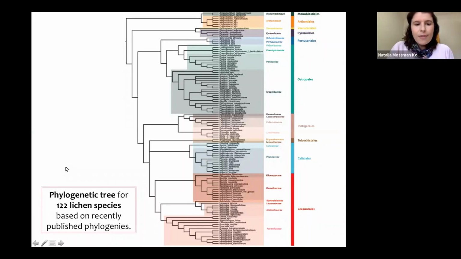So we also built a phylogenetic tree for the 122 lichen species that we found based on recently published phylogenies. And here we color-coded the clades based on the orders that they were related to.